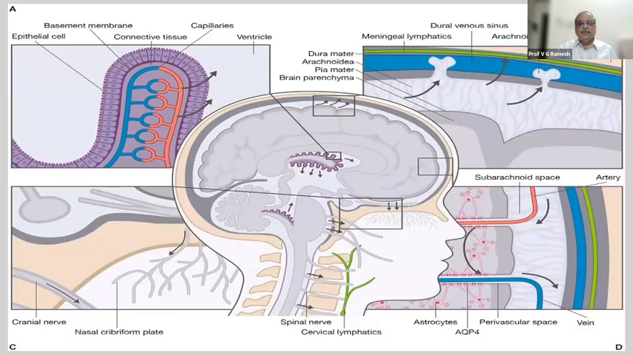This is the diagram which shows the secretion by the choroid plexus and entering the foramen of Monro, then the third ventricle, aqueduct, then the fourth ventricle, then into the subarachnoid space to be absorbed by the arachnoid villi.